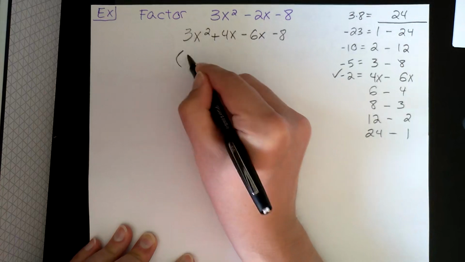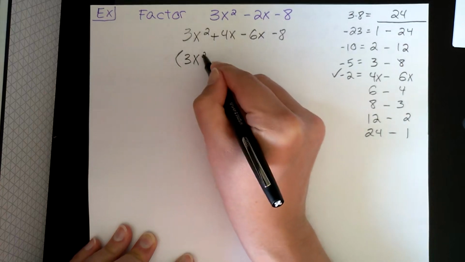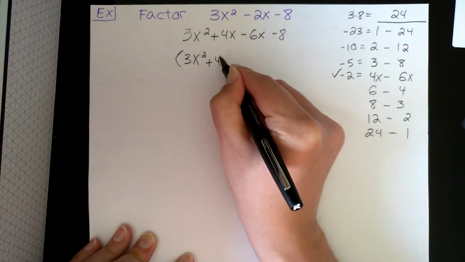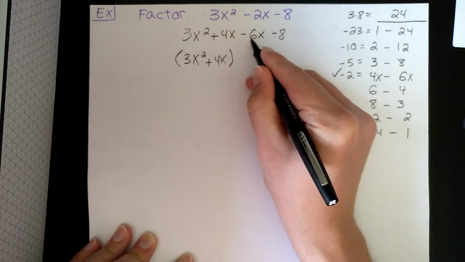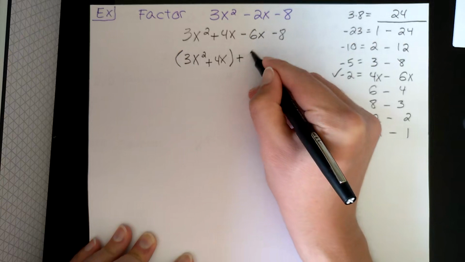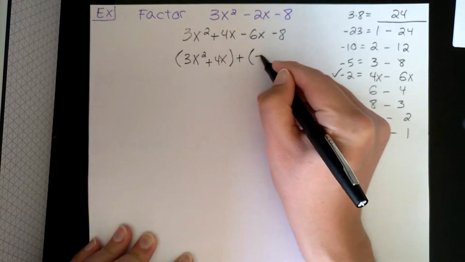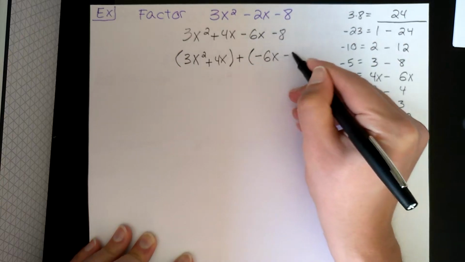So we will group them in parentheses, 3x squared plus 4x, and we need to make it addition, so we're going to group this negative with the 6x.